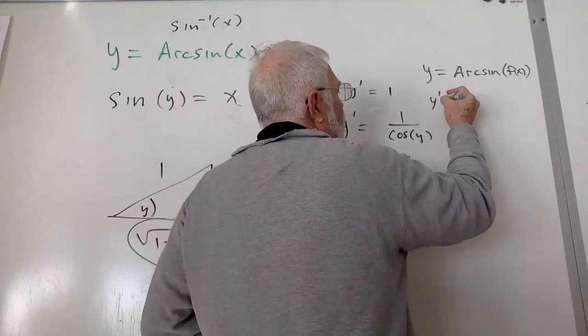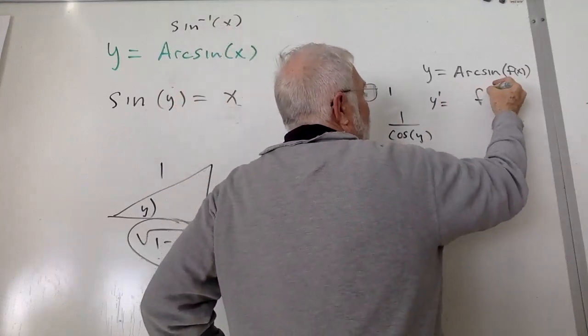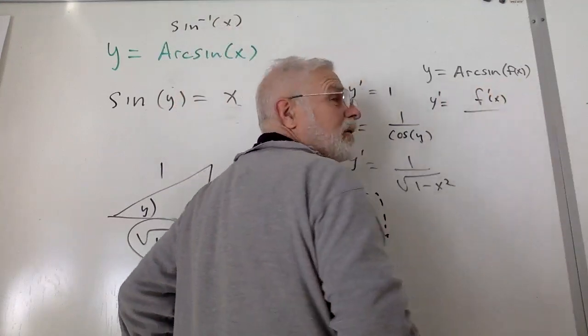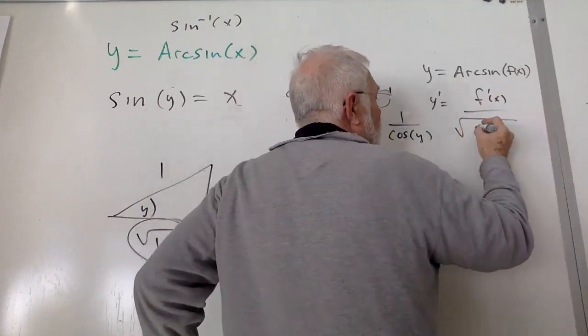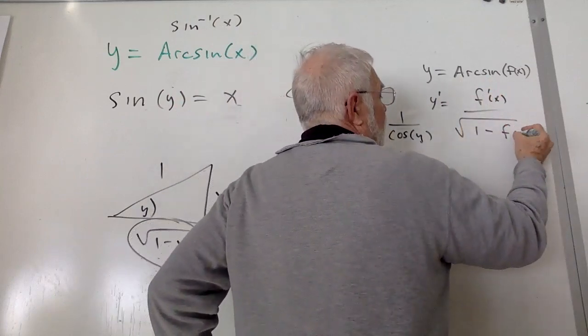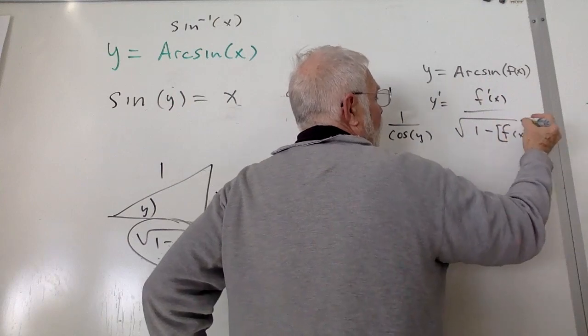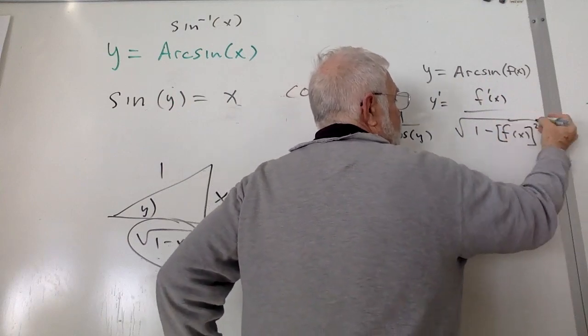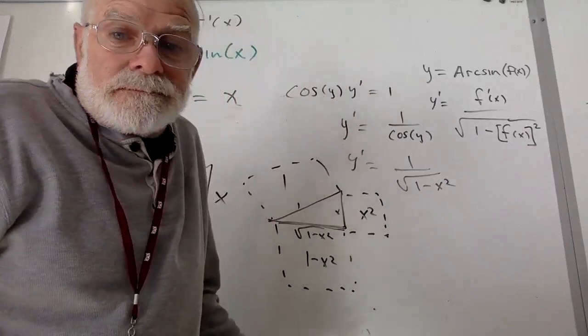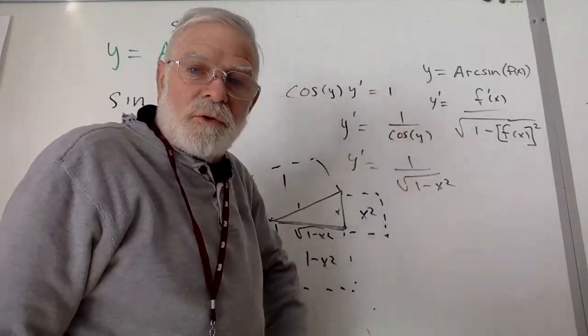So what is y prime here? Y prime is f prime of x. Looks like a familiar start, doesn't it? Square root of 1 minus f of x. Yeah, I'll put it in brackets. Squared. That's it. All right, there's taking a derivative.